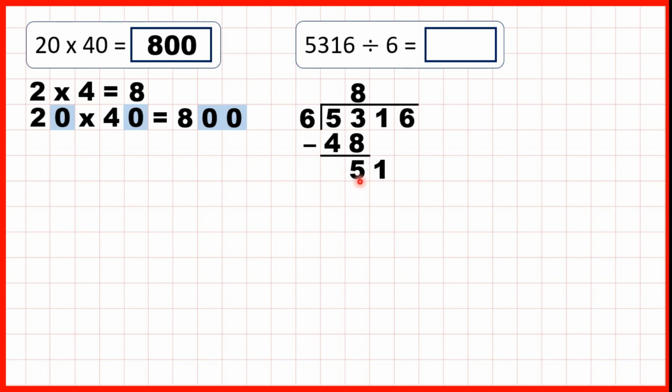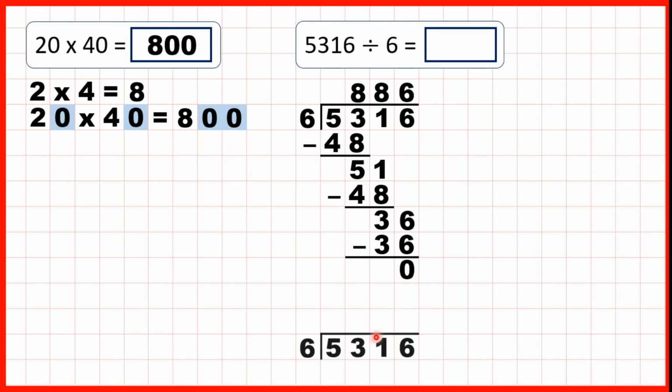Again, the closest multiple of 6, which is still less than 51, is 48. And that, as we could see here, is 8 times 6. Now we subtract: 51 minus 48 is 3. We bring down the 6, and we have 36 divided by 6. Now 36 is 6 times 6, so that's the final digit of our answer. And to show that we don't have a remainder, we can write minus 36 and 0.